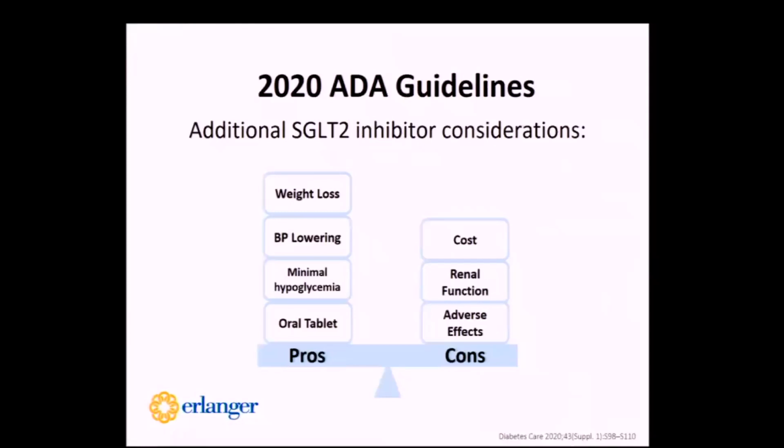Some cons, so some things that really should also be kept in mind are the cost. These are all brand name medications still, and so cost can be a significant factor for patients receiving this medication. Additionally, the renal function, so these are based on renal parameters and not all patients would qualify. And then adverse effects. So again, these medications aren't benign and the adverse effects are very possible.